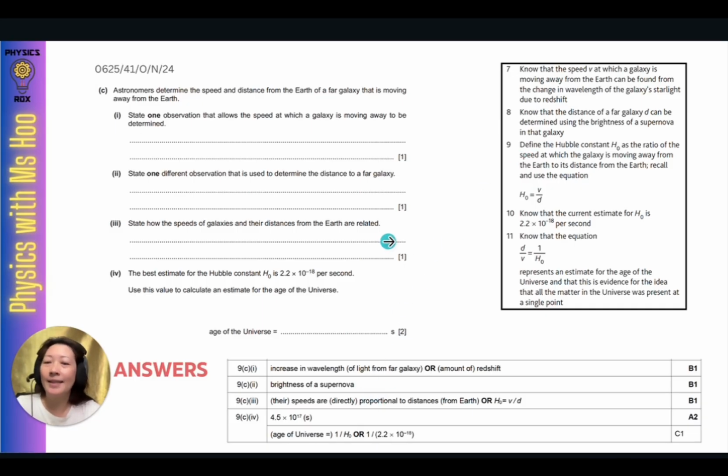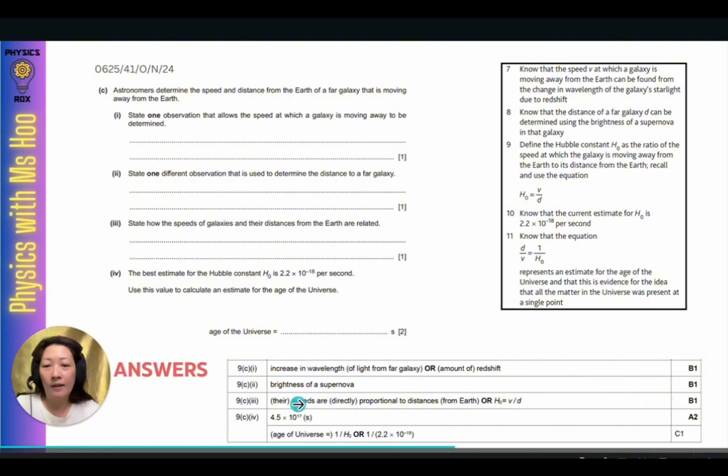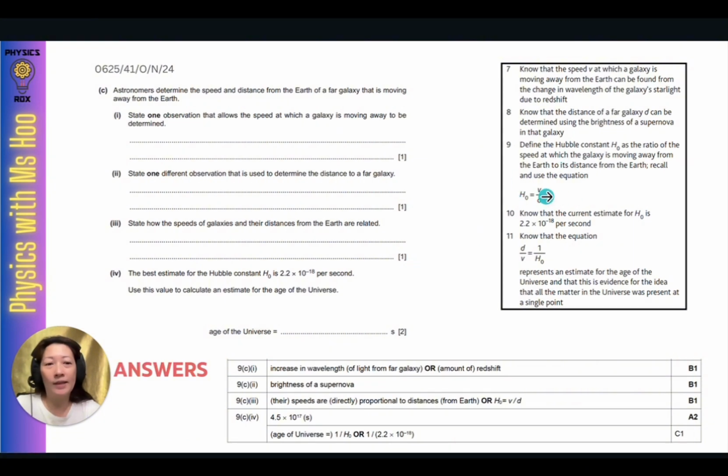For question 3, state how the speeds of galaxies and their distances from the Earth are related. This answer can be found somewhat in point 9, not directly, but you can derive the answer from point 9. The Hubble constant is the ratio of the speed at which a galaxy is moving away from the Earth to its distance from the Earth. So if you have a constant ratio that relates V to D, that means V is directly proportional to D. And as you can see from the answer here, speeds are directly proportional to distance from Earth. Or you can even use the Hubble constant formula of H0 equals V over D, exactly as written here in point 9 of the syllabus guide.